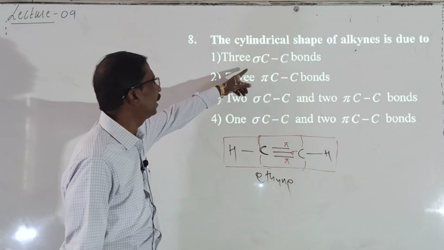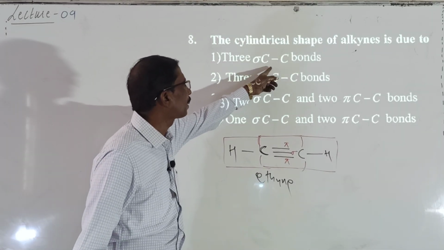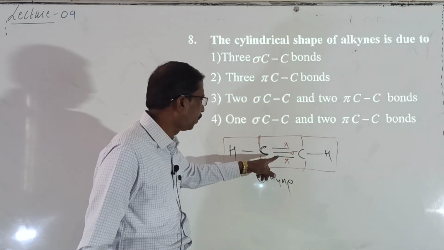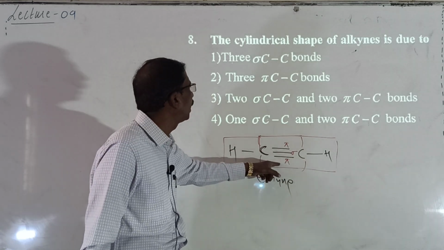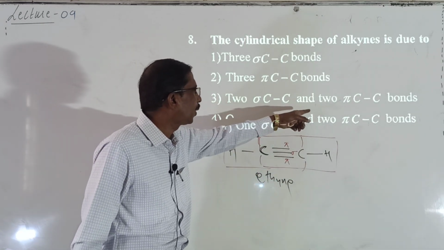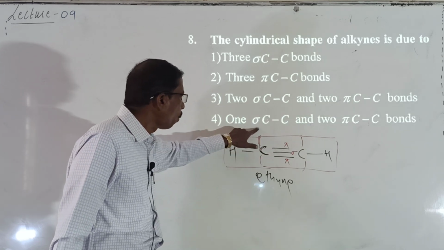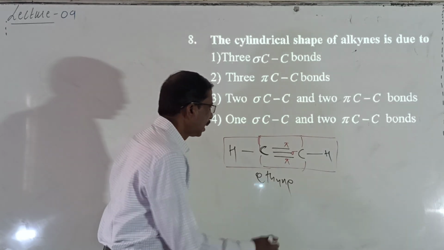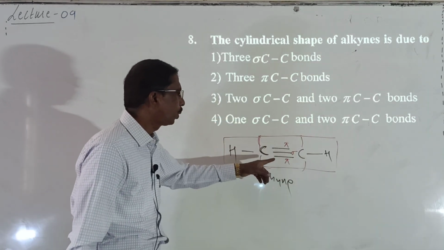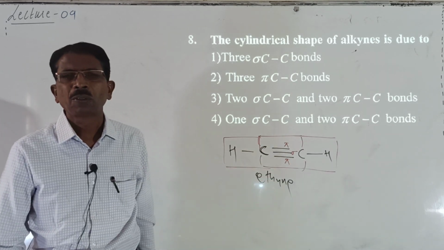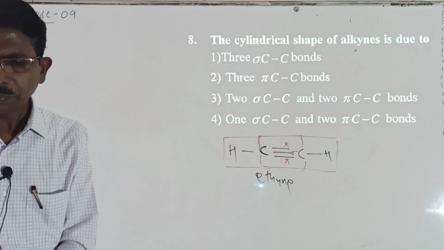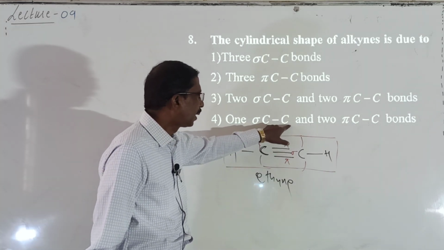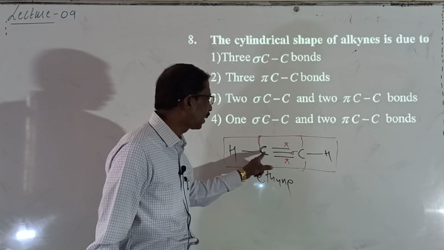So the first one, 3 sigma carbon-carbon bonds, but here it is only 1, and 3 pi carbon-carbon bonds. The carbon-carbon bond has 2 pi bonds only. So 1 sigma carbon-carbon and 2 pi carbon-carbon bonds. So here it has only 1 sigma and 2 pi bonds. So what is the answer here? It is 1 sigma bond and 2 pi bonds between the carbon-carbon atoms.